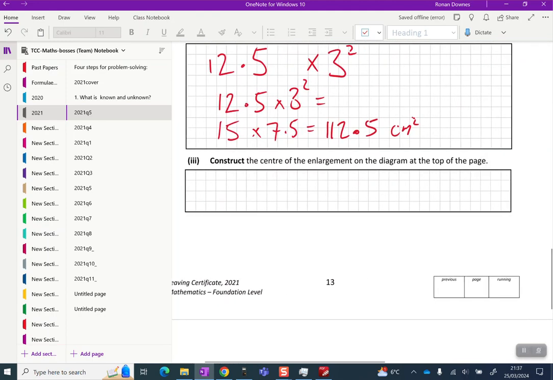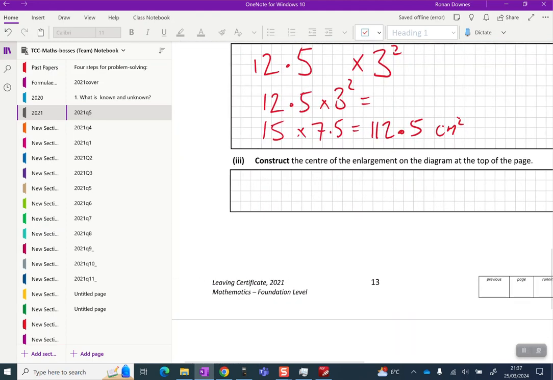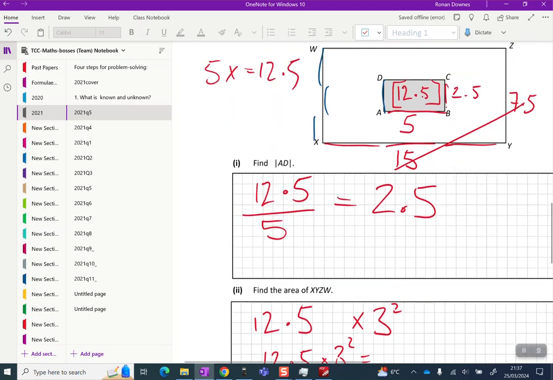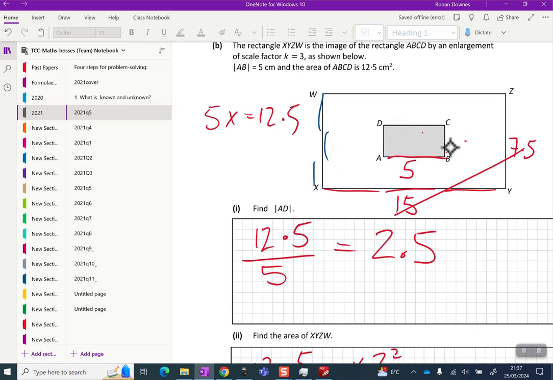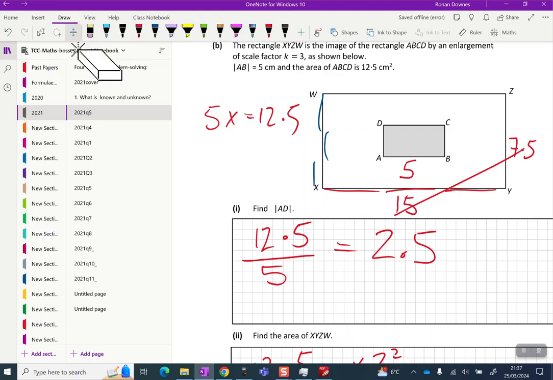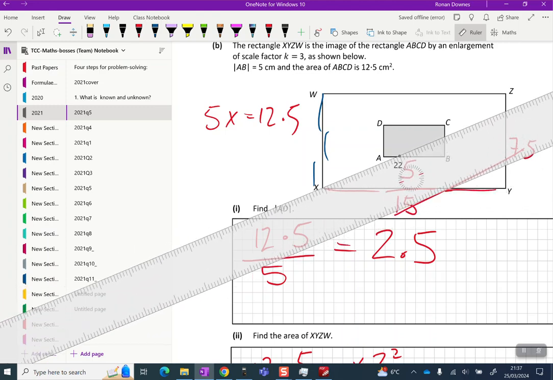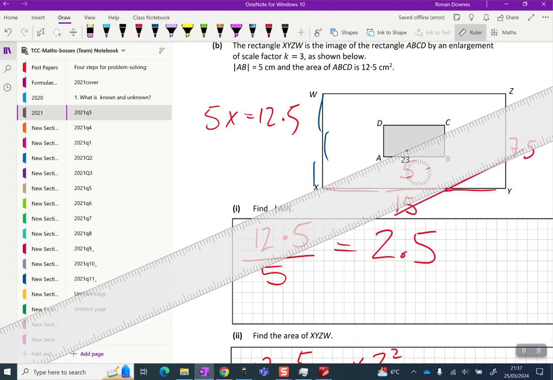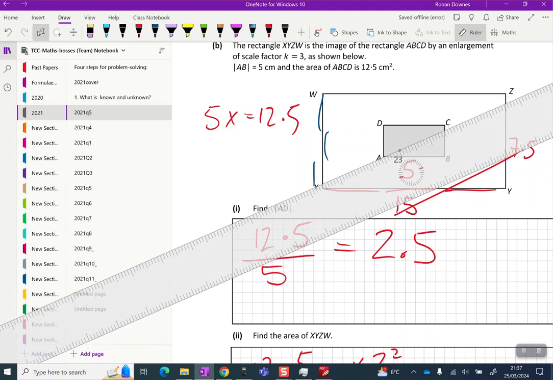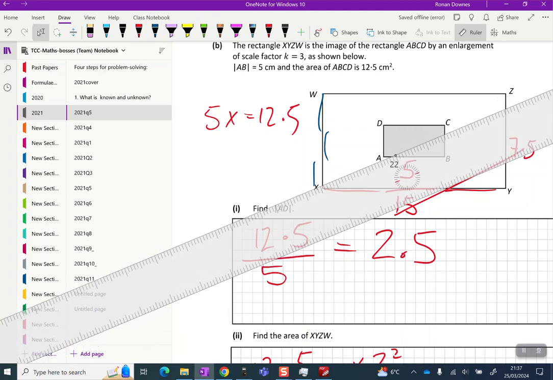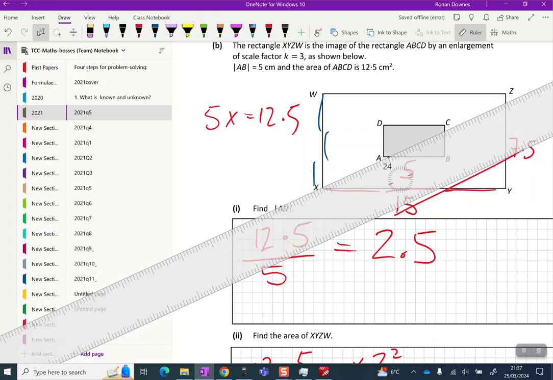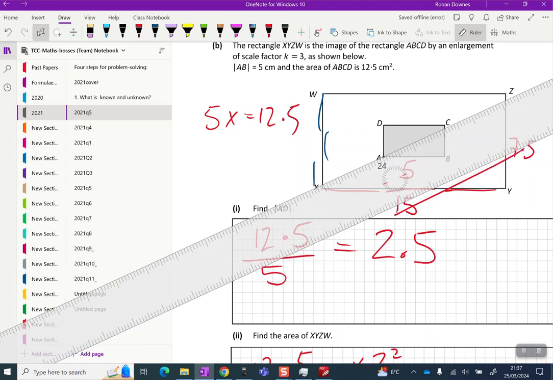Now to construct the center of the enlargement, let me do that more properly than I did the first time when I was just roughly showing you. You take a ruler, okay, and you bring a ray from the corner of the big rectangle through the corner. Now, when you do this in reality, it's much easier to position the ruler than what I'm doing here. So I'm just going to be roughly correct.